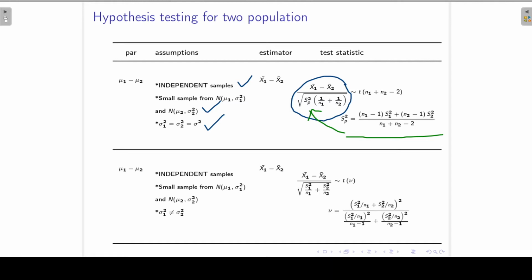Okay, the other case is then, of course, where we cannot assume equal population variances. Then my test statistic is given by this formula. It also follows a t-distribution, but the degrees of freedom is now given by this formula.